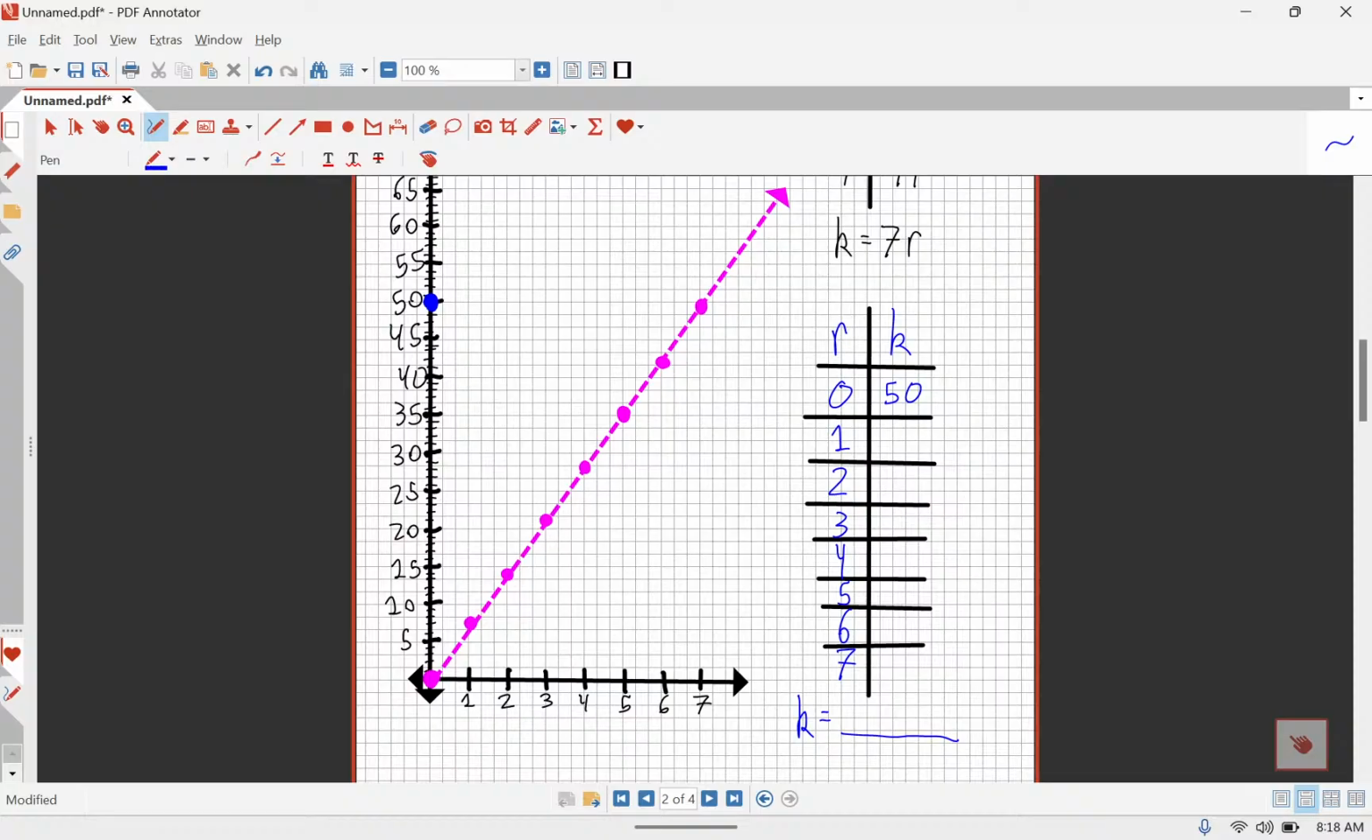Yes. That's exactly right. Because you had to pay the 50 just to get in. And that's going to help you write your equation. Very good. Beautiful. And then go ahead and connect those with a dashed line for me. Very good.